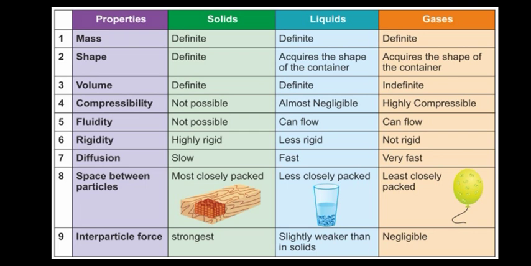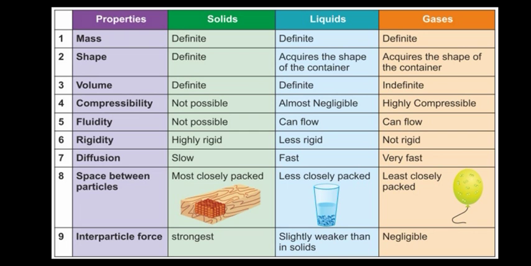Now our seventh topic is diffusion. Diffusion means spreading of the elements in the different states of matter. In the case of metals or solids, the rate of diffusion is slow. In liquids, the rate of diffusion is fast. In gases, it is very fast.